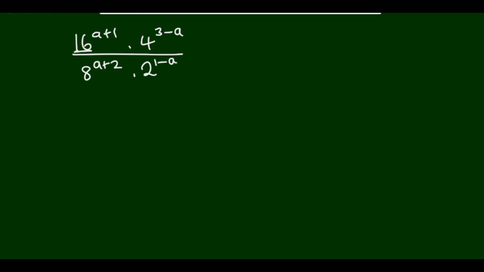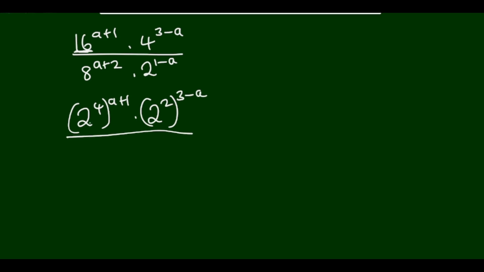We're going to write 16 as a product of its prime factors. This is like 2 to the power 4, right? And then to the power a plus 1. Then 4 is 2 squared to the power 3 minus a, right? And then we have what? 8. 8 is like 2 cubed. Then we have our a plus 2. And then this one is fine. The base is already prime, right?